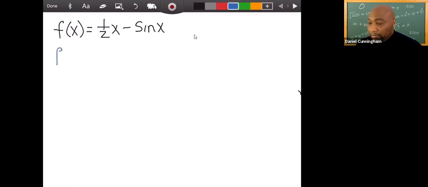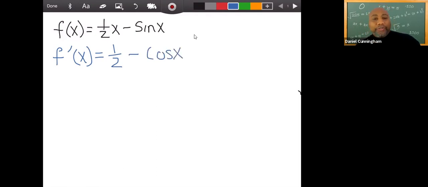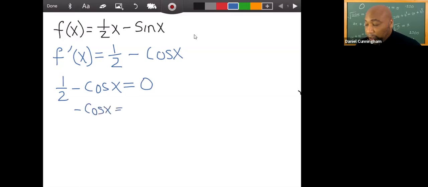The first derivative, f prime. I'm going to write this in blue so you know this is the first derivative. This would give me 1/2, and the derivative of the sine of x is the cosine, so this would be minus cosine of x. Once you find the first derivative, you set it equal to 0. So we're going to say 1/2 minus the cosine of x is equal to 0, and then solve for x. This gives me a negative cosine of x is equal to a negative 1/2. So the cosine of x is equal to 1/2.